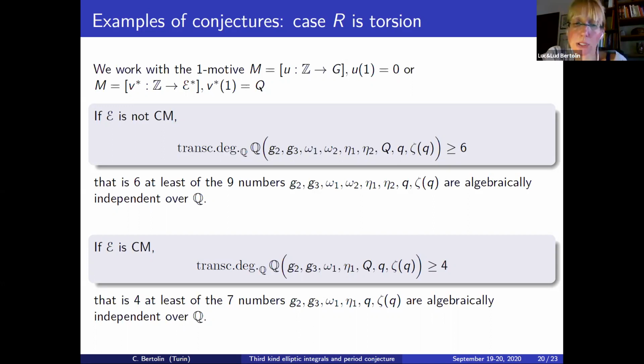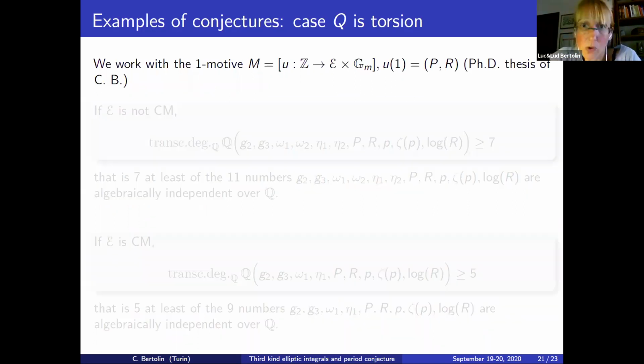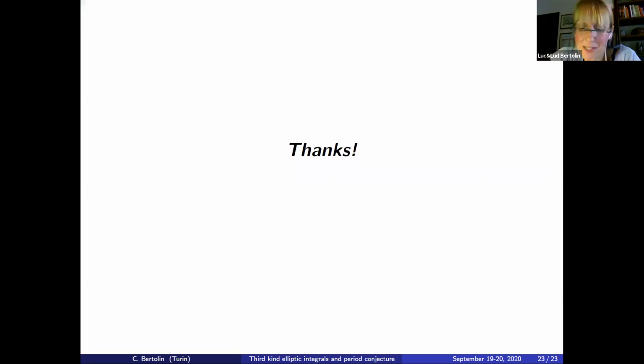So starting from the Grothendieck period conjecture, you can get a lot of other small conjectures, choosing adequately the parameters P, Q, R, which define the 1-motive. So I have done all the cases, but I think it's quite boring to see all these cases. I want to finish here my talk, and I want to thank everybody.